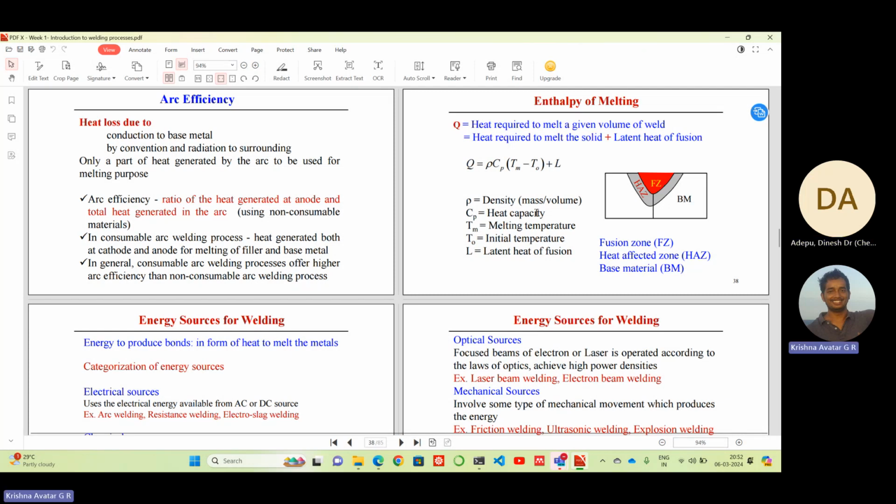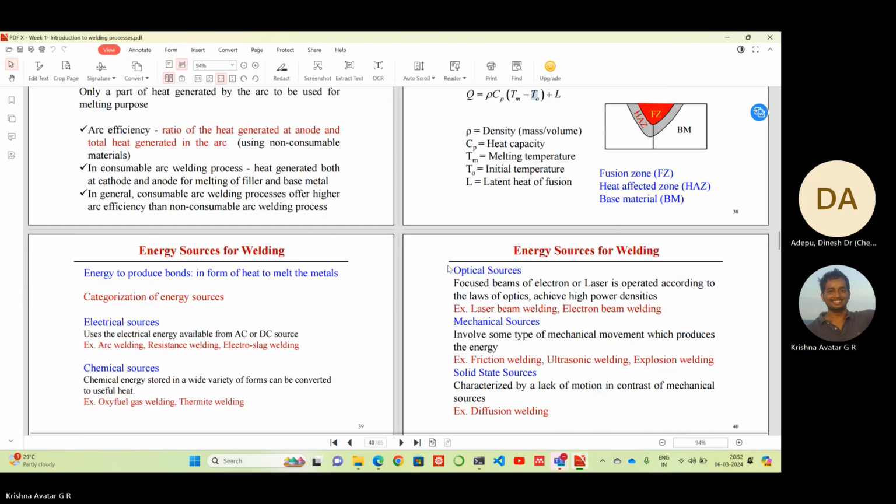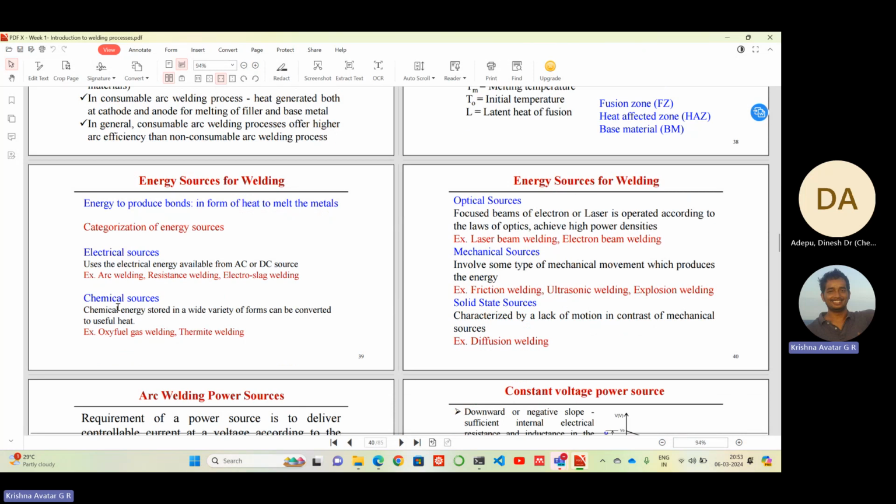So that's why, when you find the total heat required, we have rho Cp (Tm minus T naught) plus L. Rho is density, Cp is heat capacity, Tm is the melting point, T naught is the initial temperature, and L is the latent heat of fusion. And what are the energy sources for welding? We have electrical sources, chemical sources, optical sources, mechanical sources, and solid state sources.